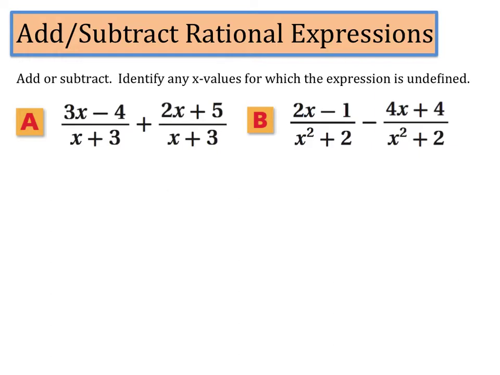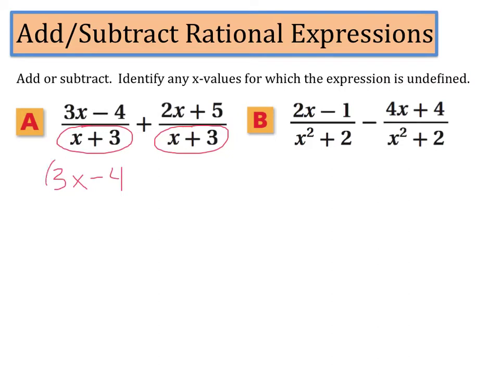Now, in these two examples, it's pretty easy to add these rational expressions because the denominators are the same. So that means we're going to learn how to add when the denominators are the same, and we're going to learn how to add when the denominators are different. Now, for these examples, since the denominators are the same, all we do is combine the numerators.